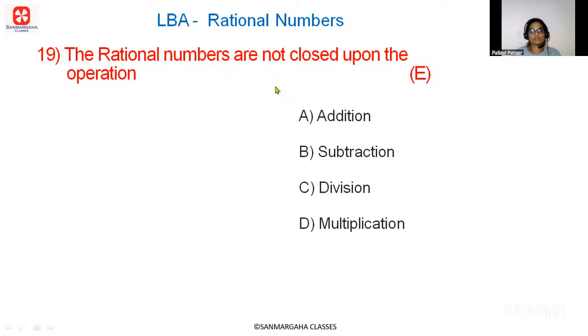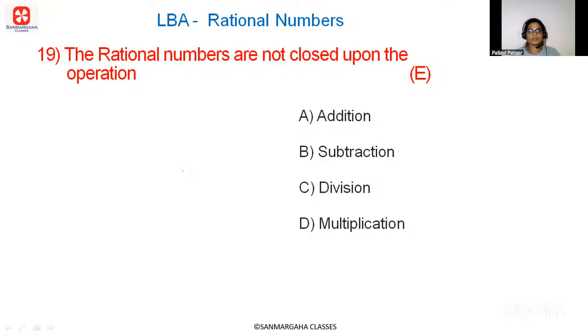In the rational number chapter, look at question number 19. The rational numbers are not closed upon the operation. Option A, addition. B, subtraction. C, division. D, multiplication.